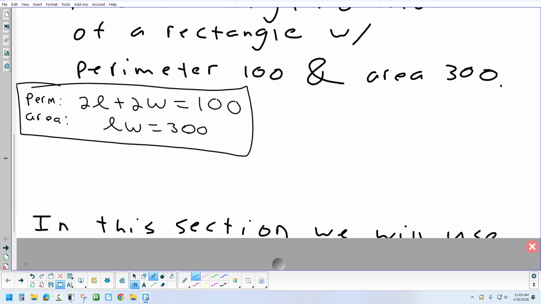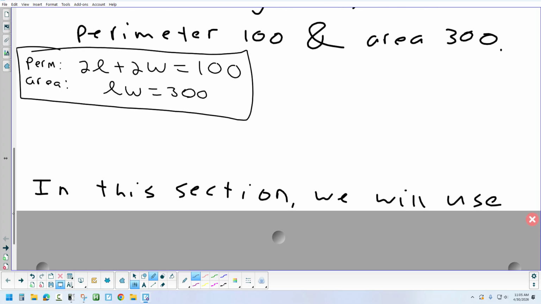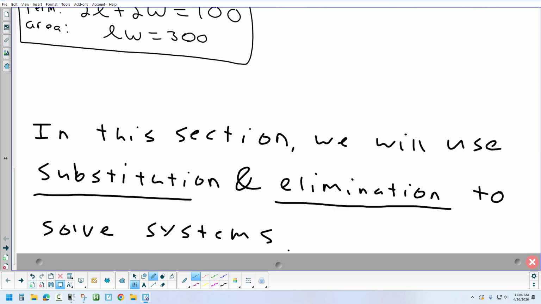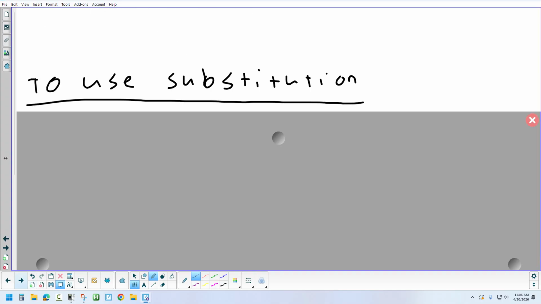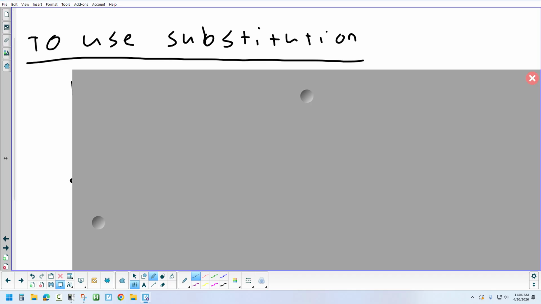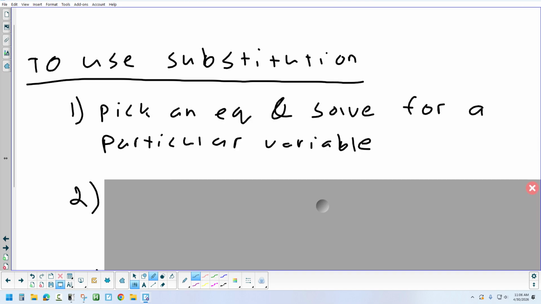Does anybody remember one method that you can use when you're solving a system? Yeah? Substitution. And there's another method we're going to look at? Yeah? Elimination. Okay. This is a problem that you would use substitution. Okay, so how do you do substitution? Well, there's 3 steps. The first step is you have your 2 equations, you pick one of them, and you solve that equation for a variable.